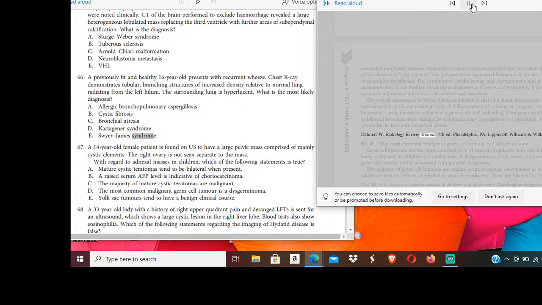Dähnert W. Radiology Review Manual. 7th ed. Philadelphia, Pa: Lippincott Williams and Wilkins, 2011:481.